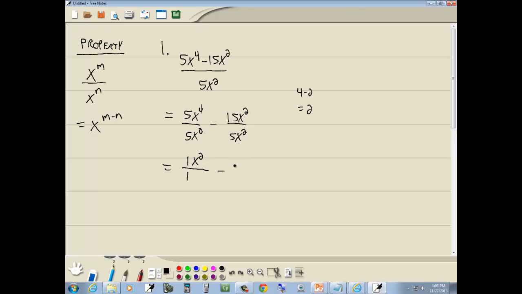Nothing left down below. Okay, 15 and 5 are both divisible by 5. 15 divided by 5 is 3. 5 divided by 5 is 1. Now, since these are both x squared, they just drop away. And we're left with x squared minus 3 for our answer.